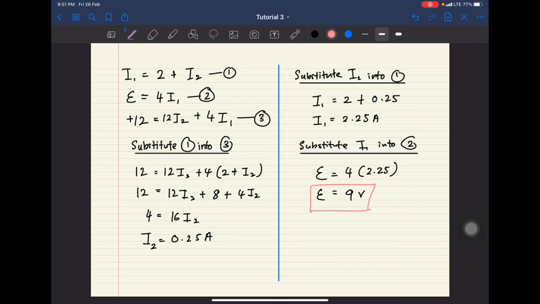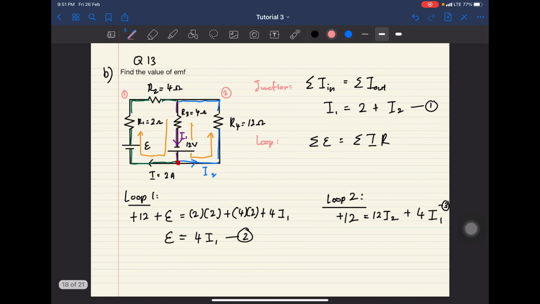Okay, one thing that I would like to remind you guys, when you try to do this, you decided the direction of current yourself, because the question didn't give you the direction of current. So it really depends on which one you represent as I1 or I2, where you put the symbol. It really depends on those, and your working will follow those things.